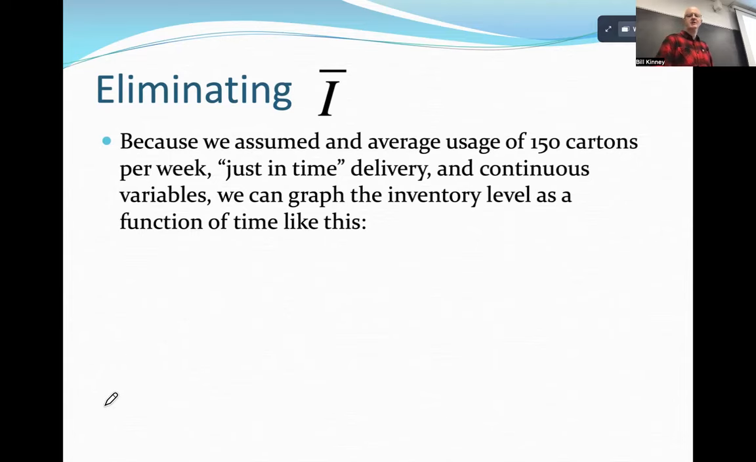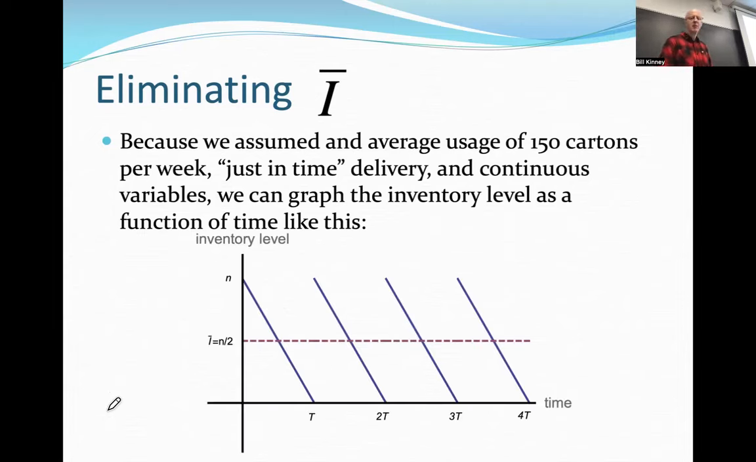Because we assumed an average use of 150 cartons per week and just-in-time delivery and continuous variables, we can graph the inventory level as a function of time like this. And I'm actually making one more assumption here without stating it. I'm making the assumption that the usage rate in cartons every day is effectively constant.